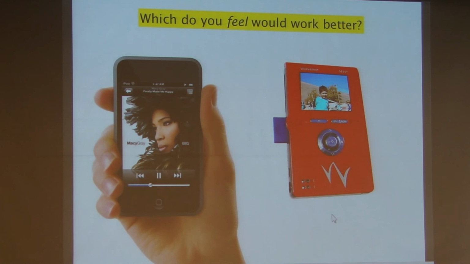Which do you feel would work better? How many people say the one on the left? How many people say the one on the right? So, people have different opinions. I don't know.